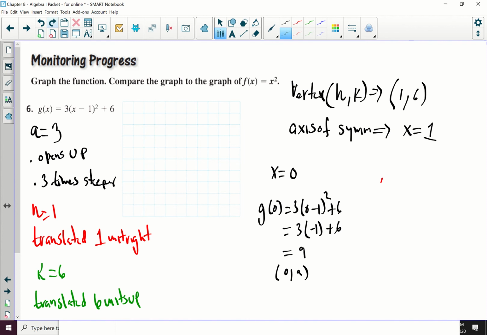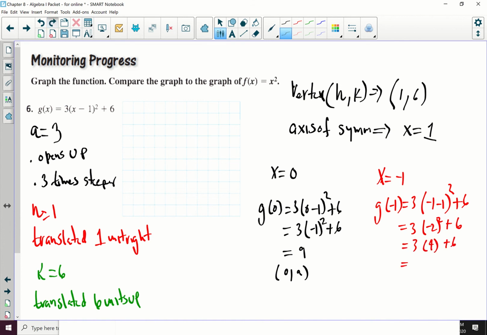Let's choose our second number. Let's go ahead and choose that x is equal to negative 1. Substituting negative 1 into our function, we get g of negative 1 is equal to that there. Then we do a little bit of math, a little bit of PEMDAS, or you can throw it into your calculator. And then what you get is that when x is equal to negative 1, y is equal to 18.